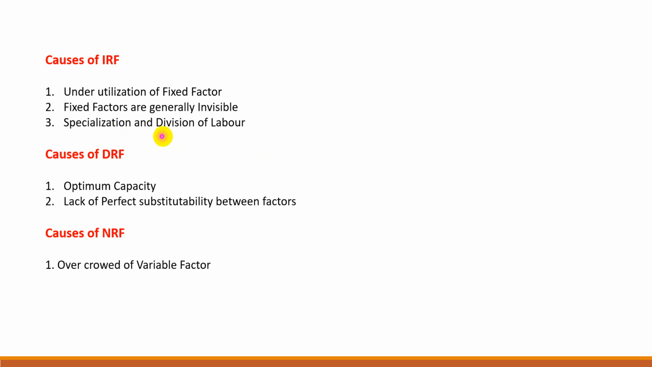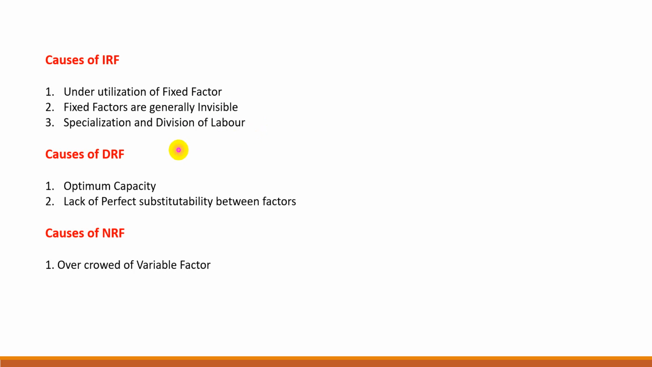Because at the beginning, one person has to do everything and he is master of none, and therefore, as we increase the labor, the variable factor, that results in division of labor. One particular labor becomes specialized in a particular work or job.